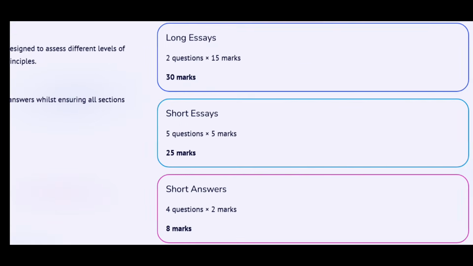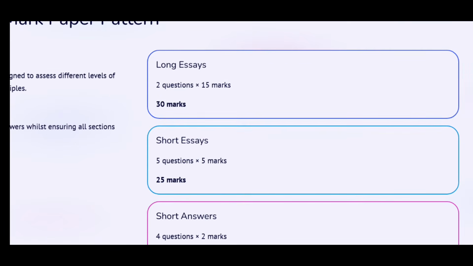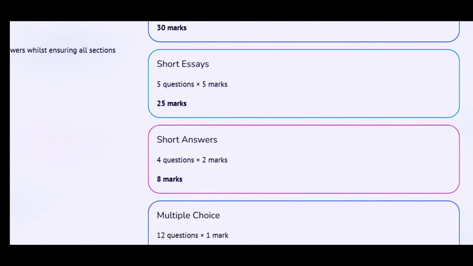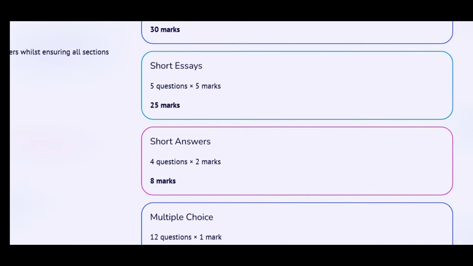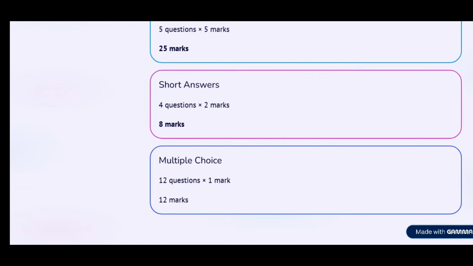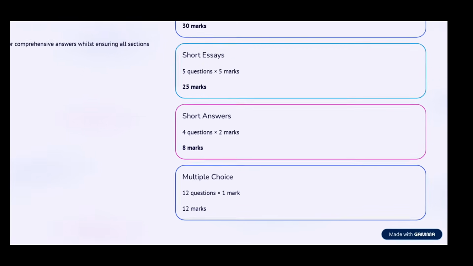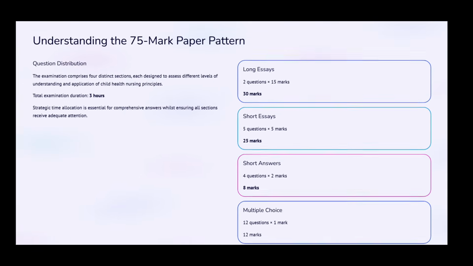First, we'll understand the exam pattern. As per the new scheme, they included MCQs, right? So, as per that, we'll have two long answers, each carries 15 marks, a total of 30 marks. Next come short answers. So, 5 questions will be asked, 5 marks each, so total will be 25 marks. Very short will be 4 questions, each carries 2 marks, total 8 marks. Multiple choice will be 12 questions, each carries 1 mark, total 12 marks.